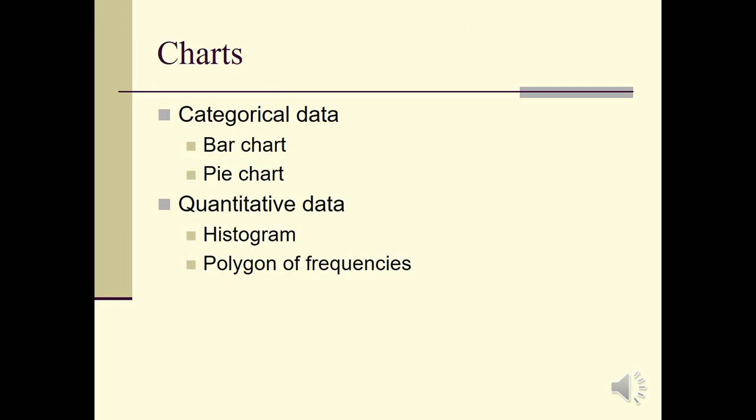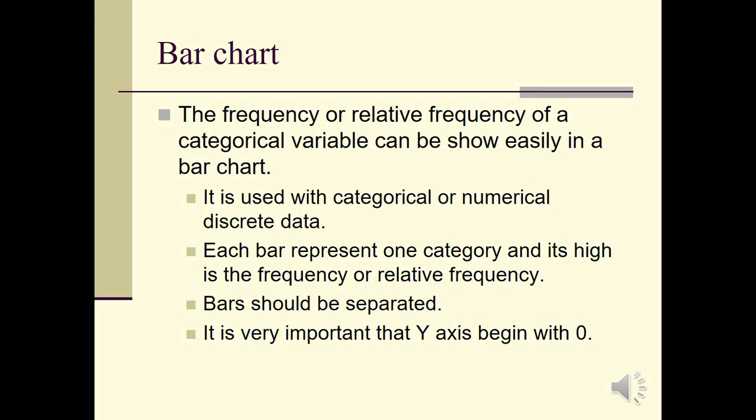Now we have to speak about the graphical presentation of data. Of course, categorical data can be presented as a bar chart or pie chart, while quantitative data can be presented in a histogram or frequency polygon. Bar chart: the frequency or relative frequency of a categorical variable can be shown easily in the bar chart. It is used with categorical or numerical discrete data. Each bar represents one category and its height is the frequency or relative frequency. Bars should be separated. It is very important that the y-axis begins with 0.